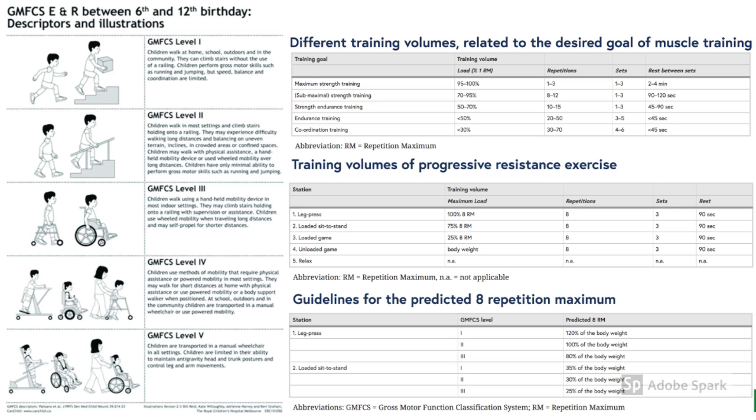So on the bottom chart, we have the guidelines for your predicted 8 repetition maximum. It should be noted that we're not doing 1 rep maximums for these patients because of the risk of injury. So it pertains to their GMFCS levels and gives you a prediction of their 8 repetition maximum.